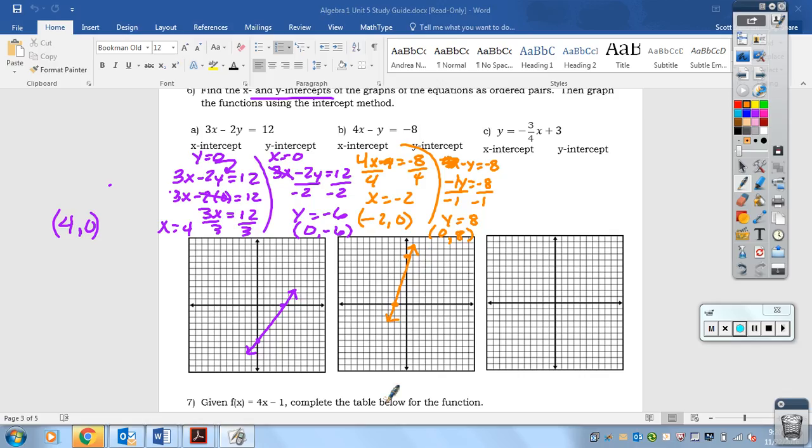Some students only put the dots when I do x and y intercepts. It's a line. You're only grabbing your line based on 2 points instead of based on 5 points, which is what we do with the table.